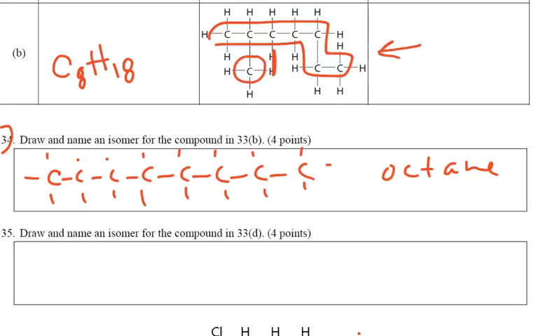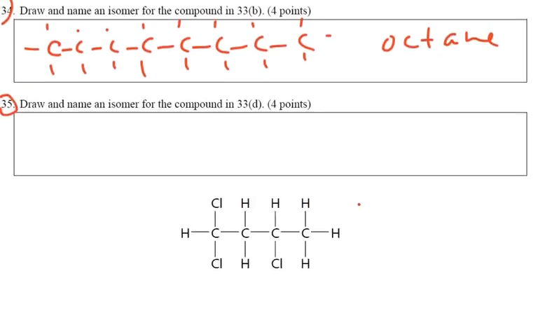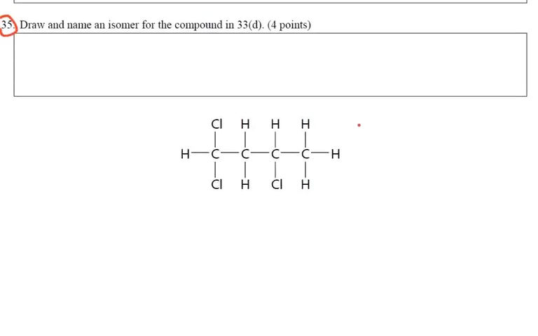Now on question 35, it's a similar sort of a question, saying you want some kind of an isomer for the compound that was in 33D, and that's this molecule. And this, we have 4 carbons, and we have 3 chlorines. So we could draw these in several different ways. Okay, we could have 4 carbons and maybe go 1, 1, 2, or we could go 1, 2, 3.